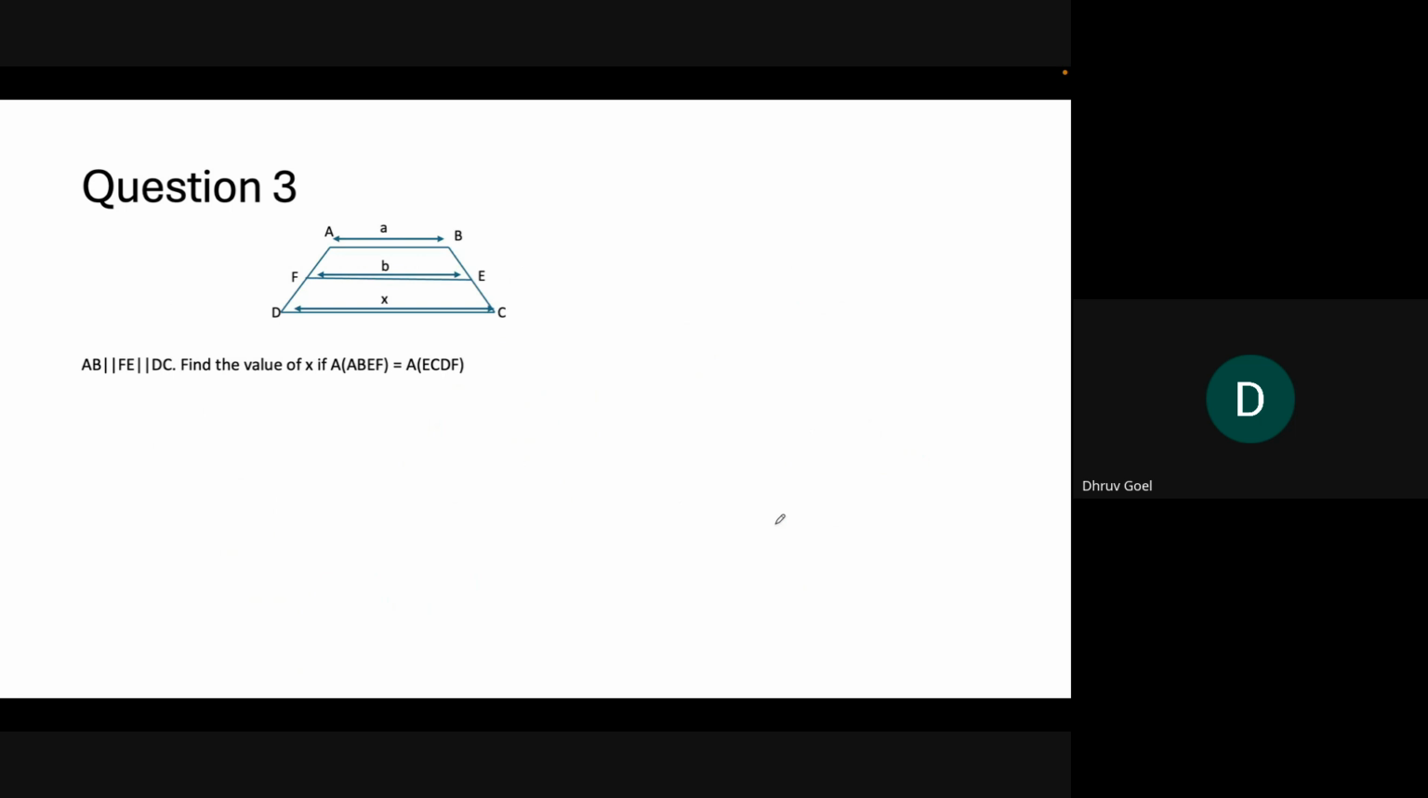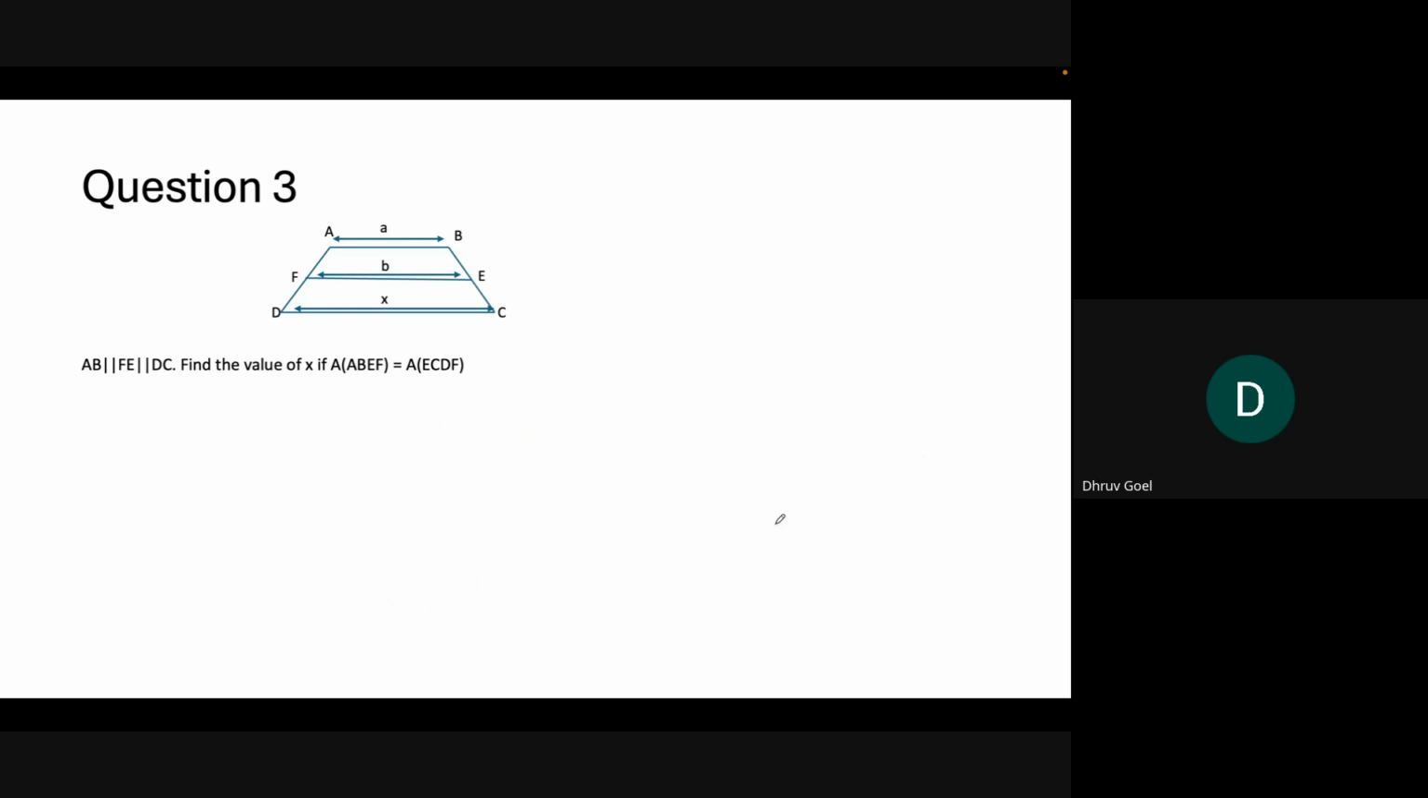Another good question, I would say, where a trapezium is given to me, where the individual sides of the trapezium are also given, that is a, b, x, where AB is parallel to FE and FE is parallel to DC. I have to find out the value of x, where it is given that the area of ABEF is equal to the area of ECDF.